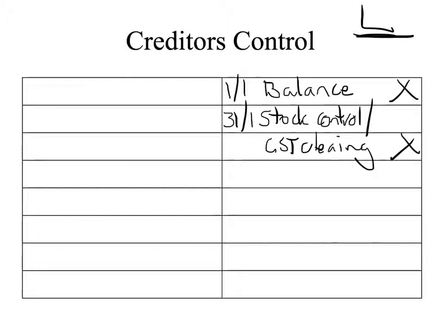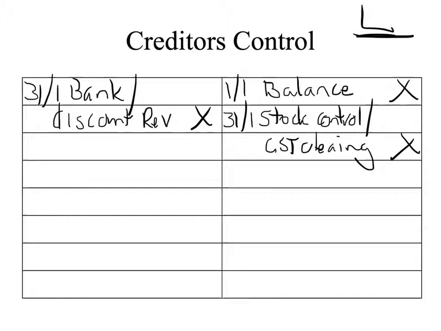The things that make creditors control decrease is when we pay them back and if there's any discount we have received. Stock control is our busiest account. It's an asset account, so the opening balance will always be on the debit side.